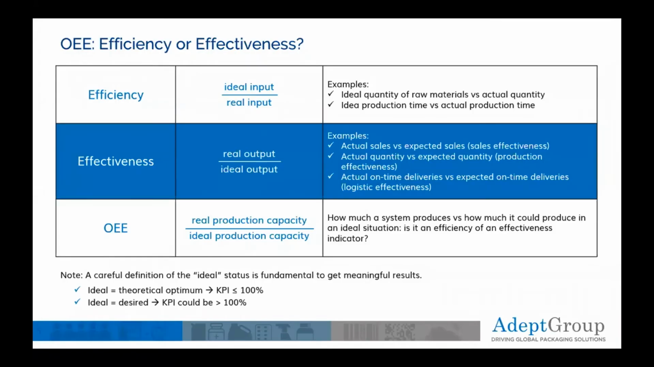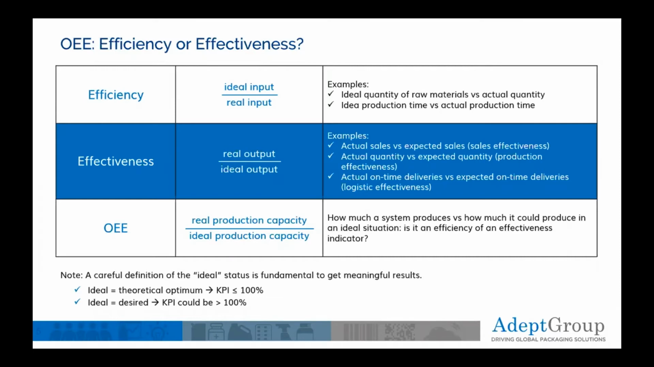So just a brief introduction on the difference between efficiency and effectiveness. Efficiency is a ratio between inputs, between the ideal input and the real input. For example, how many raw materials I should have used for my target production quantity and how many I have actually used. Or how much time I should have spent to do my batch and how much time I've actually spent. This is an efficiency.